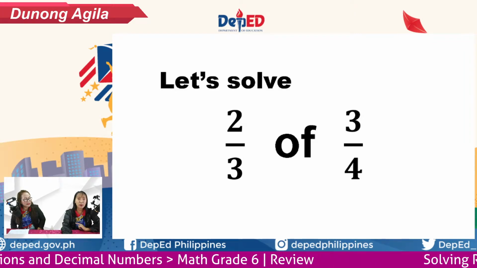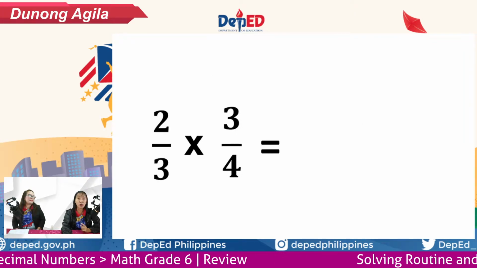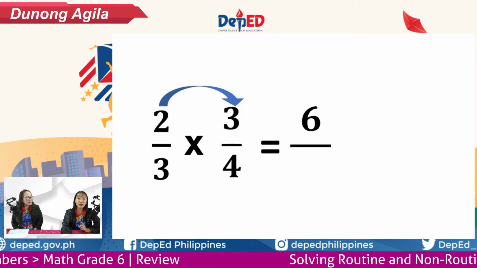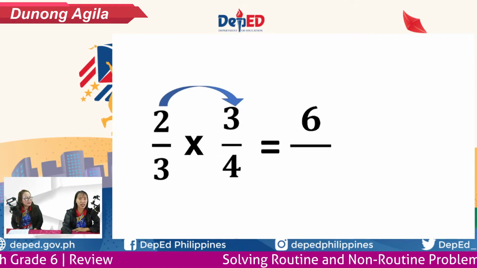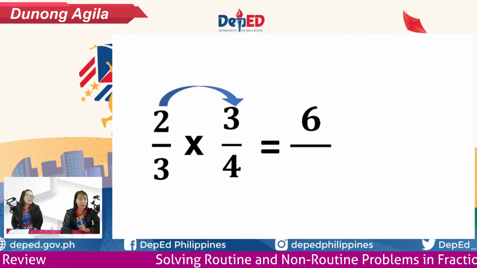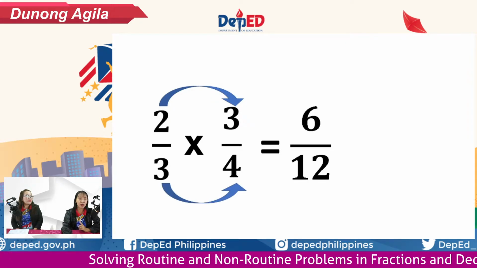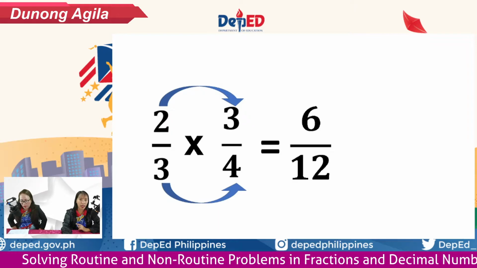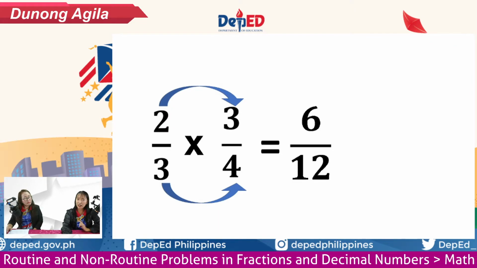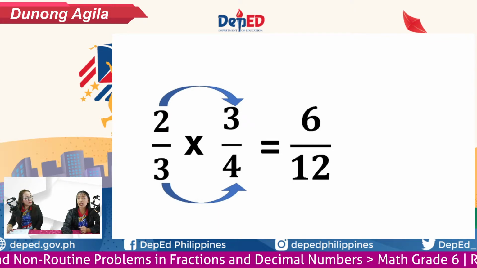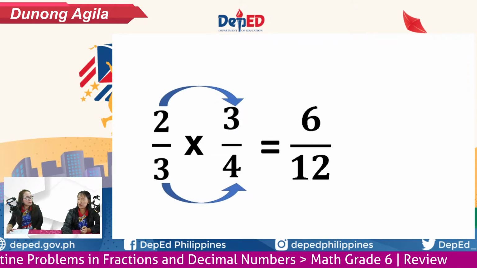Then, how to multiply fractions? First, you're going to multiply the numerator. 2 times 3, the answer is 6. Then, multiply ang denominator. 3 times 4 is 12. Pero Ma'am Nitz, napapansin natin ang answer natin is 6/12. Hindi siya nakasimplify. Yes, hindi pa siya simplify talaga, Ma'am Tin.